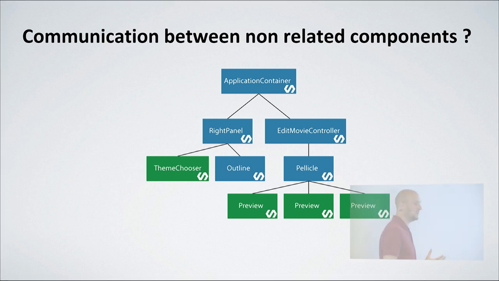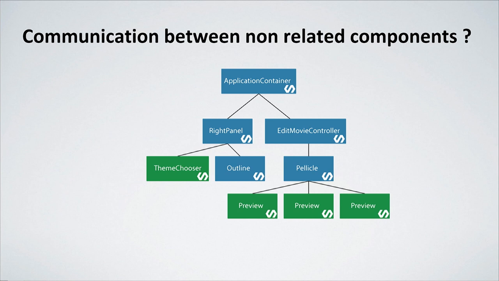The real question was about communication between non-related components. You should have a few use cases like that one. If you have a lot, you have a problem. But in that example, the interesting part is the green one. I have a theme chooser, and when my user changes the theme, I want the three previews to be changed in real time. So if I use the mechanisms I already talked about, I would have to fire an event up to the application container. But I don't want my application container to be aware of a theme.